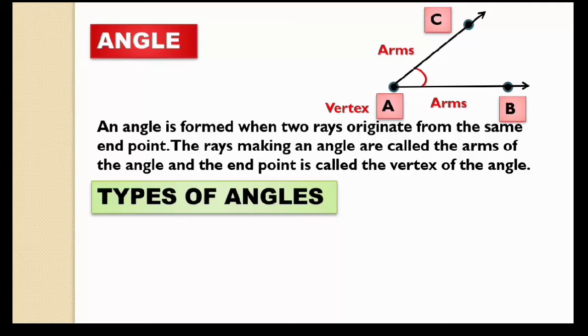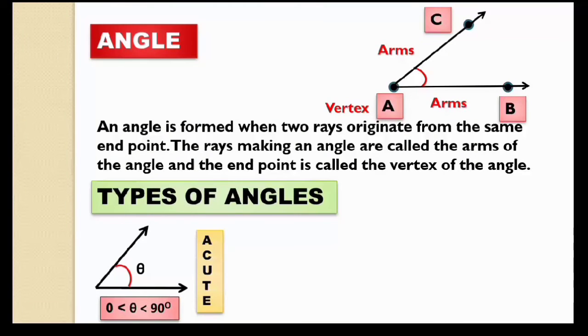Let's see types of angles. You can see this diagram, students. Here the angle is theta and you can see theta is less than 90 degree. It means if any angle is measured less than 90 degree, this type of angle is called acute angle. It means if any angle is greater than 0 degree but less than 90 degree, it is called an acute angle.